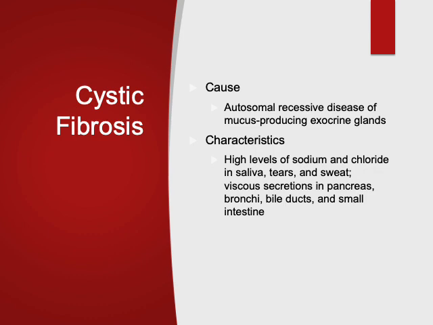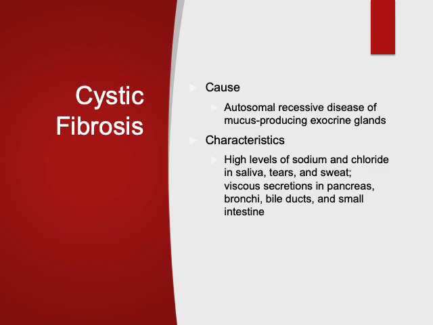With our patients with cystic fibrosis, nutrition is also important to their disease process. And cystic fibrosis is an autosomal recessive inherited disease of the mucus-producing exocrine glands. It's characterized by high levels of sodium and chloride. And you find these high levels in the saliva, the tears, and the sweat of patients with cystic fibrosis. You also will note that these patients will have highly viscous secretions in the pancreas, the bronchi, the bile ducts, and the small intestines, and this can lead to obstruction.